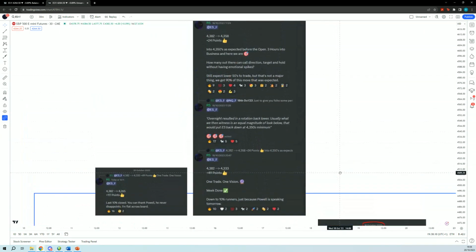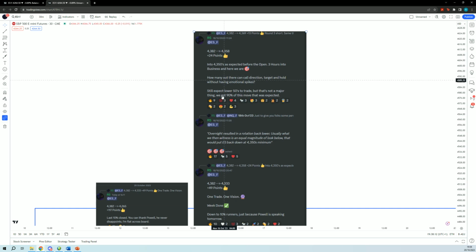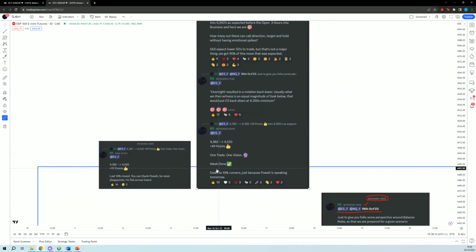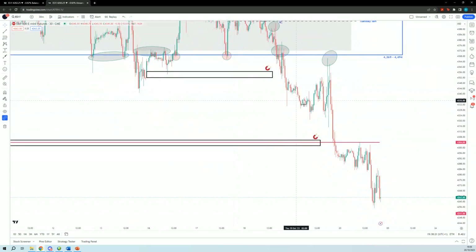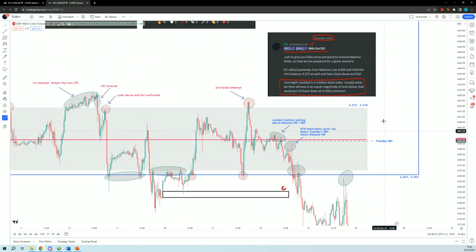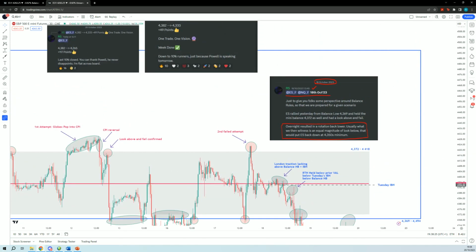And here's our results. We shorted. Again, I had kept some runners towards the end of day, 10% runners, just because our man was speaking. And there you see we had a really nice flush lower, allowing us to capture a triple-digit trade.